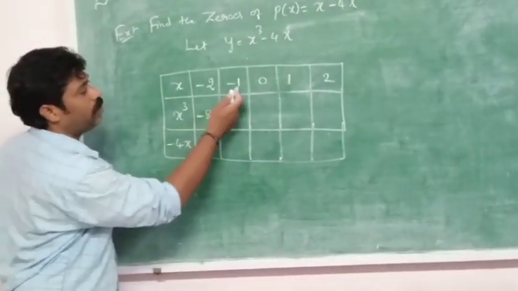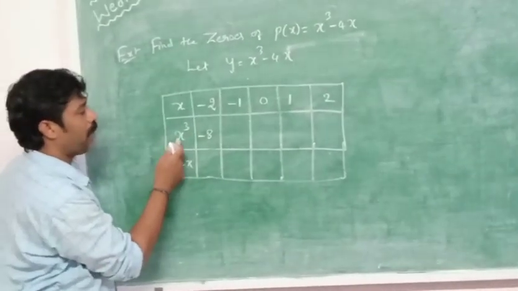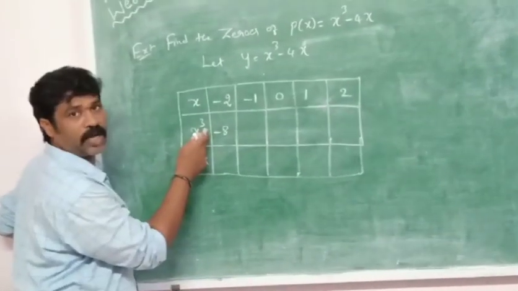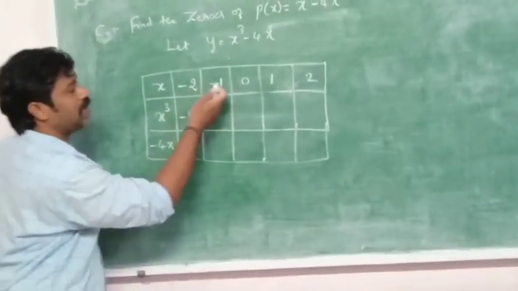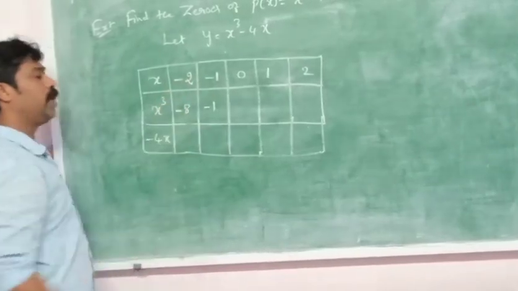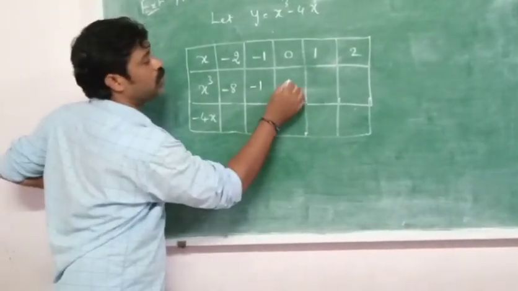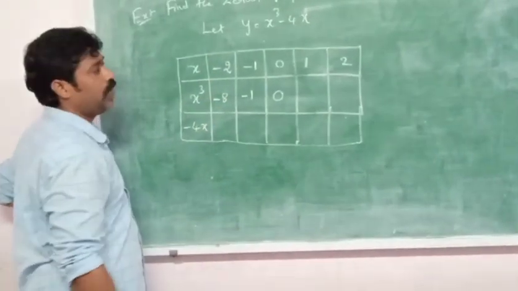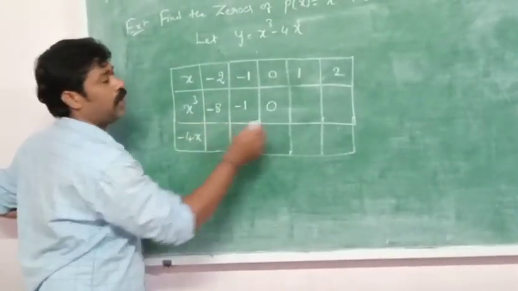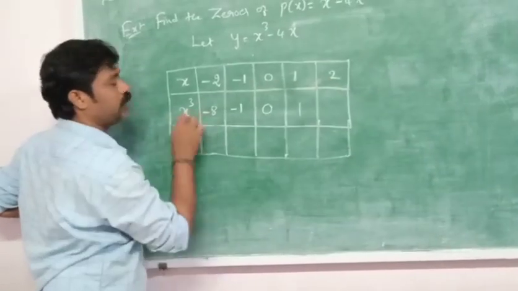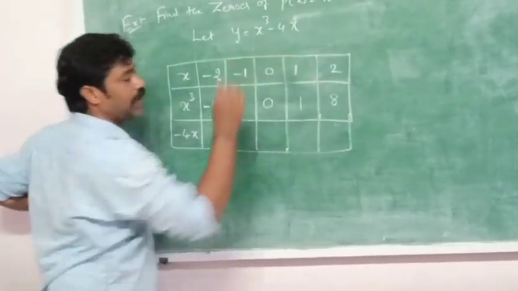Similarly, for x cube, in place of x if you substitute minus 1 whole cube, the power is an odd number, so we get negative only. So minus 1 whole cube is again minus 1. If you substitute x as 0, 0 cube is 0. If you substitute x equal to 1, we get 1 cube as 1. Then if you substitute 2, 2 cube will get 8.